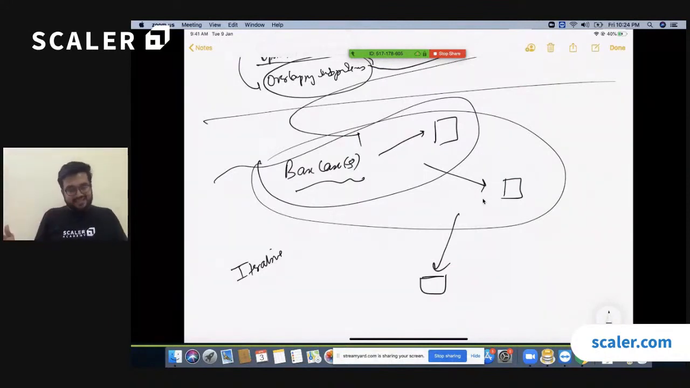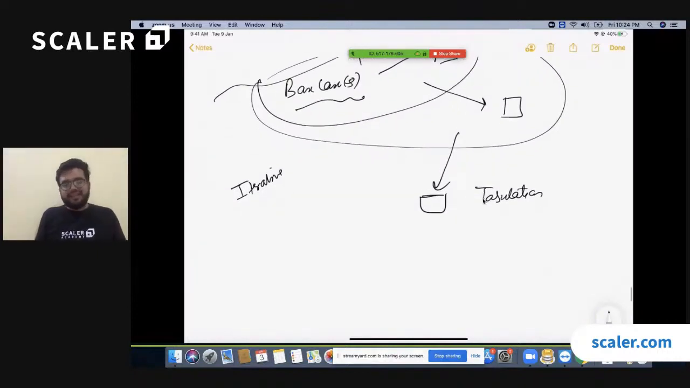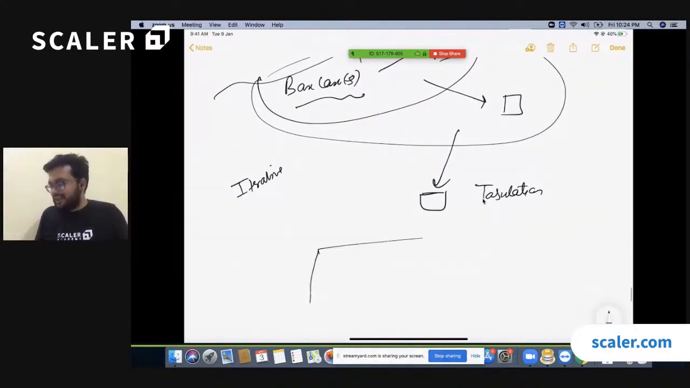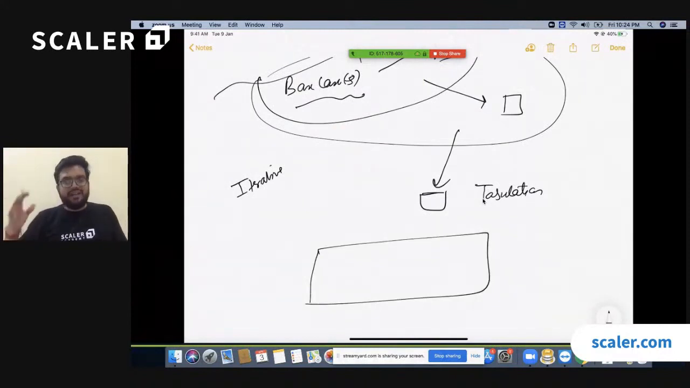Some people call this tabulation. What does it mean by calling it tabulation? It means that you just have a table ready with you, which can be a 1D, 2D, or 3D table. In every problem that we discussed today, it would be a 1D table, because we discussed 1D DP problems today. 1D DP means that the DP state can be represented with one variable. That is what we mean by 1D DP.